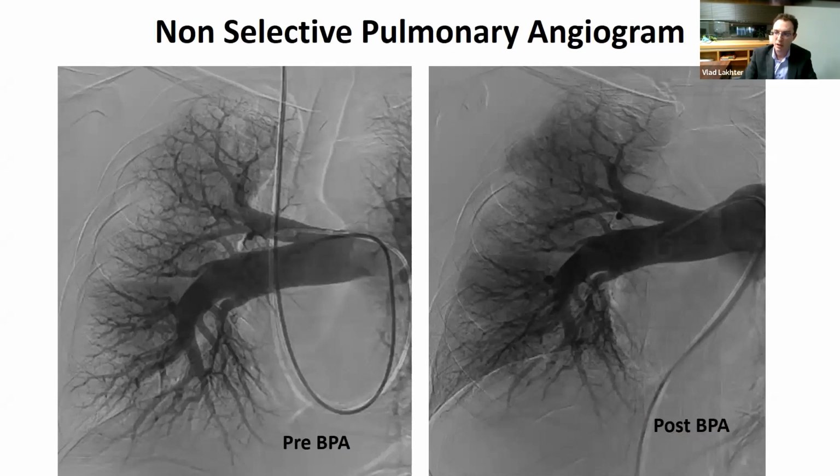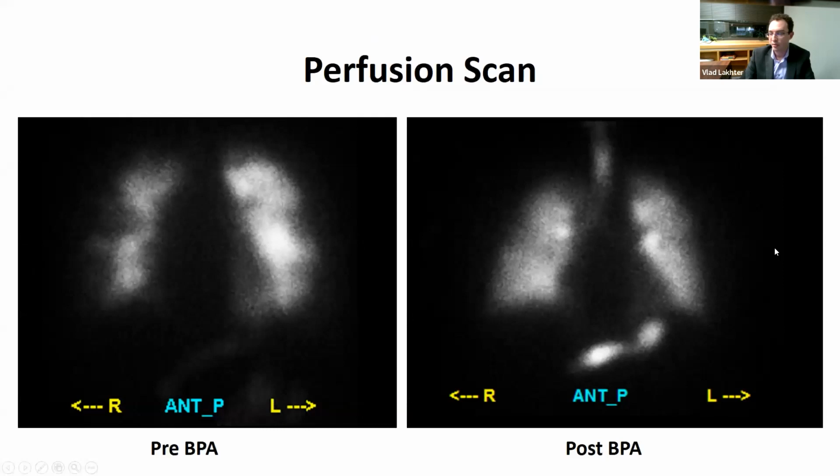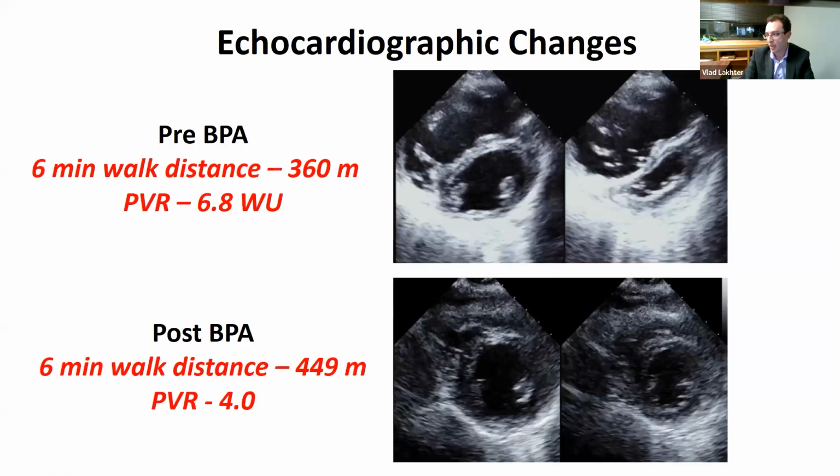I'm not going to show you all the angioplasties in the interest of time, but the patient subsequently also underwent BPA of the upper lobe. Compared to the initial pulmonary angiogram, there was significant improvement in perfusion in the right upper, middle, and lower lobes. The follow-up VQ scan showed significant improvement of the right lung. This patient did not undergo BPA of the left lung because the perfusion there was much better. The patient's 6-minute walk distance improved, PVR decreased, and the transthoracic echocardiogram essentially normalized.